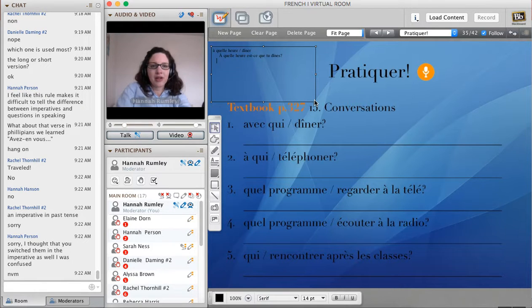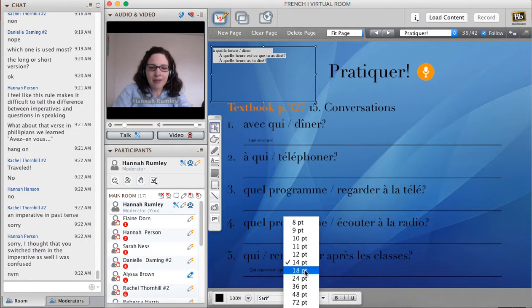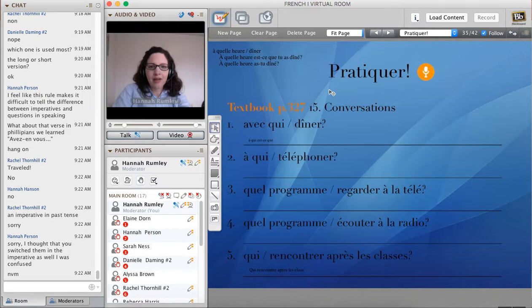Or I could say, as you remember, we can keep the information word here, but we take out the question words. So à quelle heure, and then I take out est-ce que, and I invert the subject and the verb. What am I doing? Est-ce que tu as dîné? Okay, so it'd be à quelle heure as-tu dîné? Either of those forms are totally grammatically correct. This is kind of recalling something we did a while ago. I want to say 3/4 of the way through semester 1.